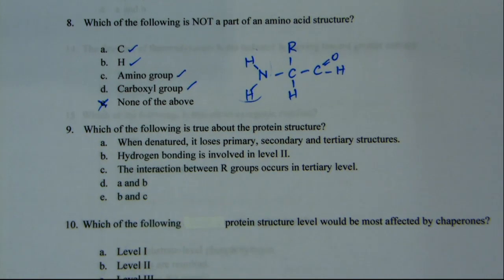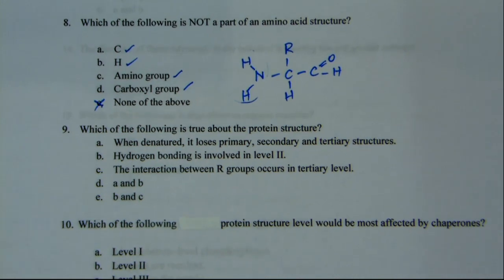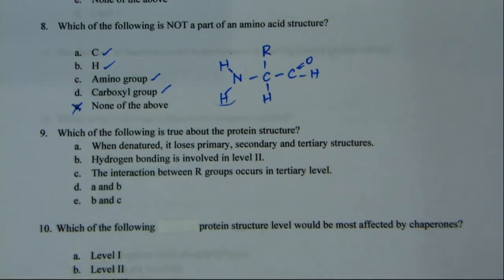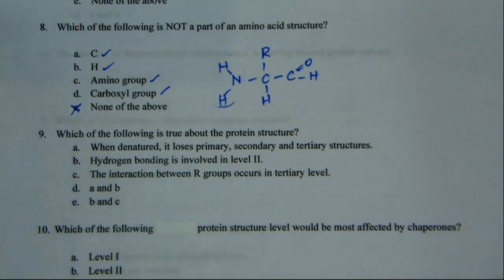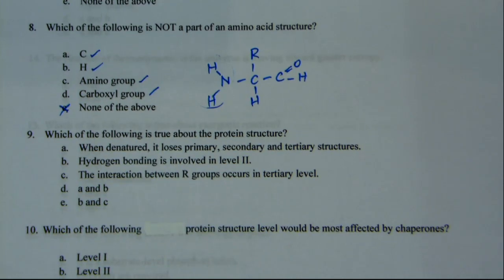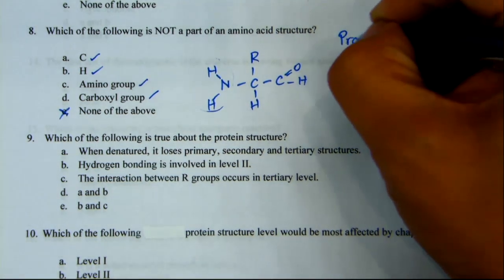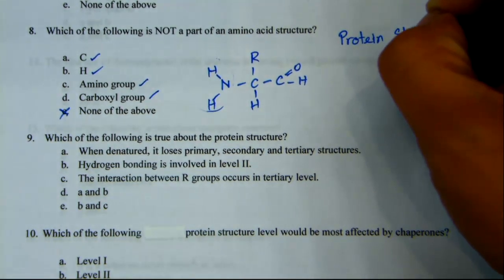So next, which of the following is true about the protein structure? Okay, so first of all, I can go through this a little bit about the protein structure, kind of review. So we have how many levels? Usually we have 3 levels, but some protein might have 4, right? So we have primary, secondary, tertiary, and quaternary. Okay, so let me put here, protein structure.